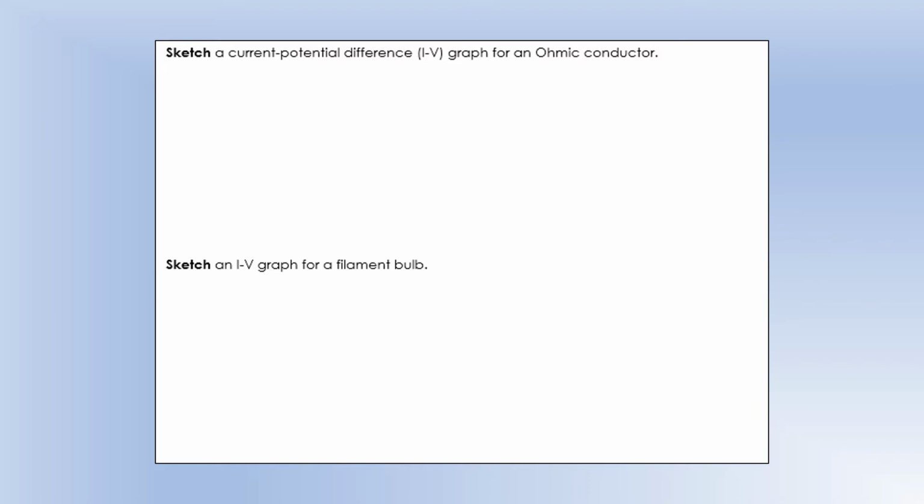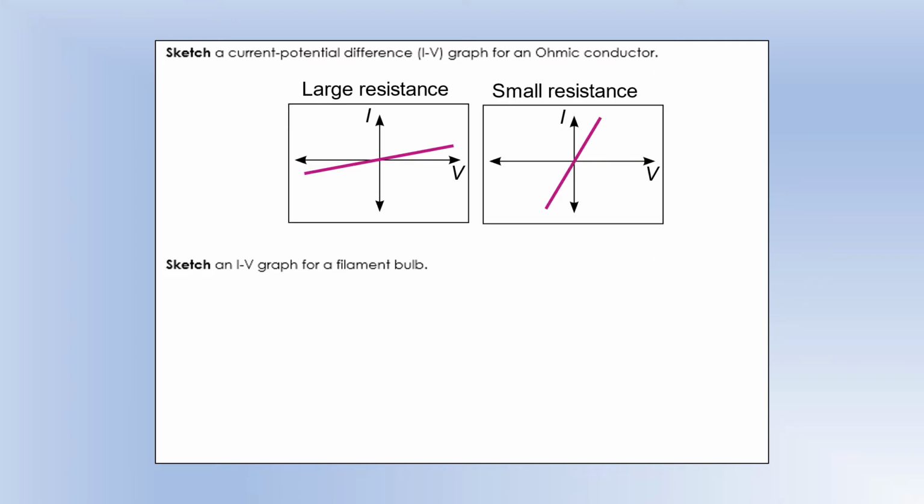Okay, so let's now go back to resistors, now we've got those relationships. One of them applies to an ohmic conductor. Remember, an ohmic conductor is directly proportional, so potential difference and current are directly proportional. If we're doing an IV graph, or current against potential difference graph, it looks like this. There'll be straight lines going through the origin.